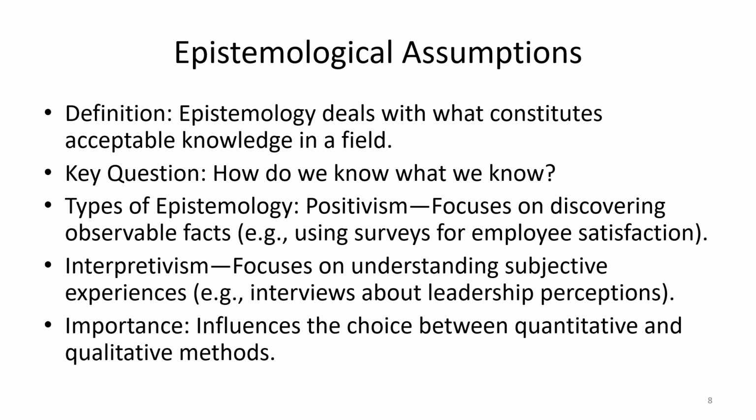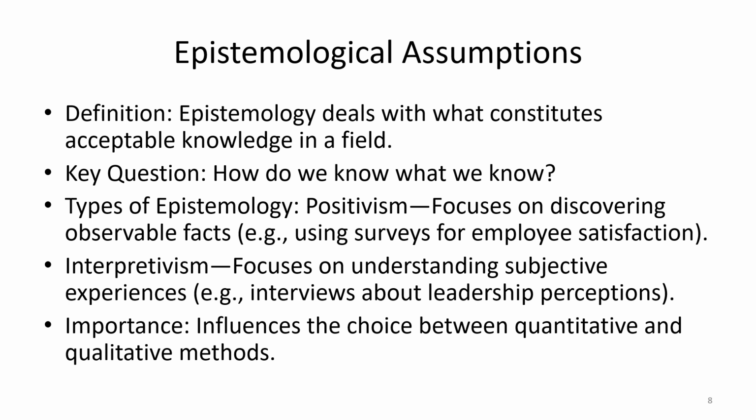Now, the second philosophical assumption is the epistemological assumption, which is basically what constitutes valid and acceptable knowledge in a particular field. It refers to the assumption about knowledge, what constitutes acceptable, valid, and legitimate knowledge, and how we can communicate knowledge to others. Now, the key question is, how do we know what we know?